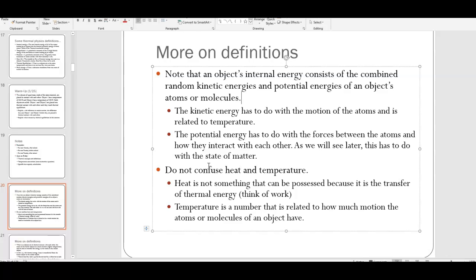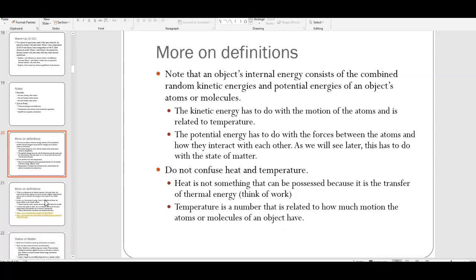of matter. Make sure that you don't confuse heat and temperature. Heat is not something that can be possessed because it's the transfer of thermal energy. Just like work, you cannot possess work, but you can do work on an object if you transfer energy to or from the object. Heat is the same thing. And temperature, we've already kind of talked about that.